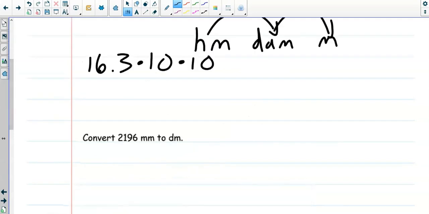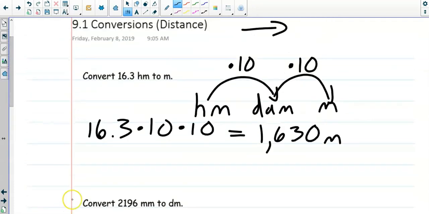So 16.3 times 10 is 1,630 meters. Because we are going from a hectometer, which was the 16.3, to meters. That's how we work within the metric system. All you do is multiply by 10 or divide by 10. Super easy.